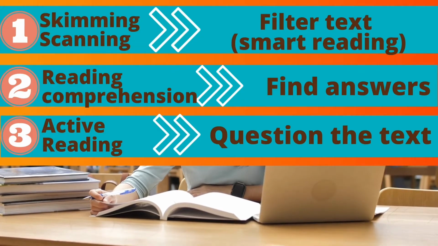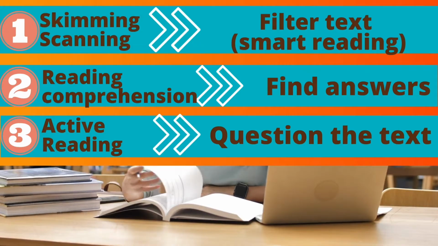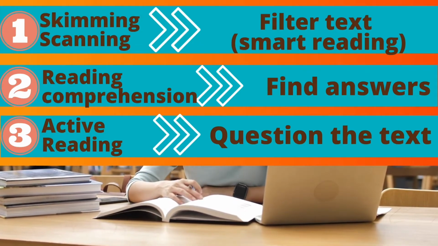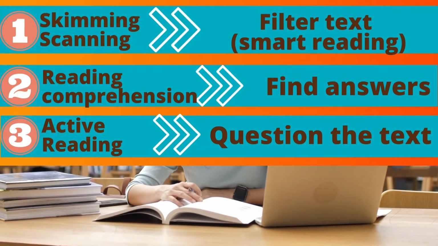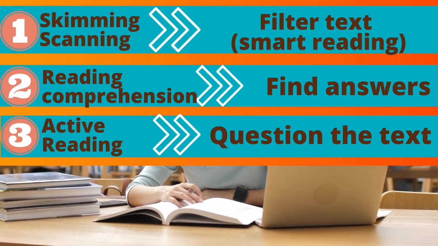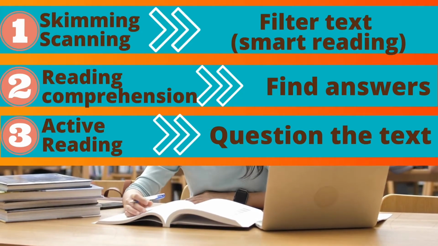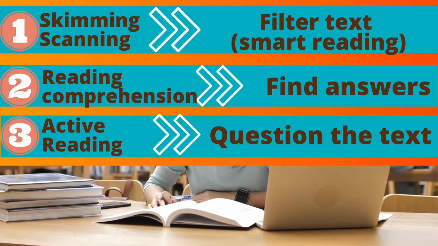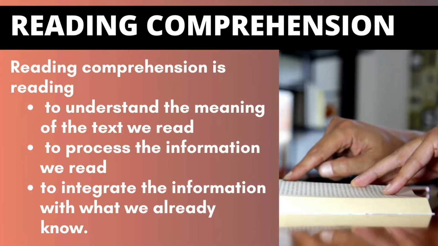And normally we try to find the answers to the questions that we have while reading, because we are trying to comprehend what we read. And then the third one is active reading. Active reading is when we respond to the text that we read. We don't just absorb, and we question the text.